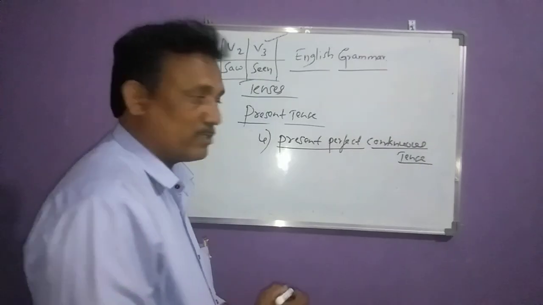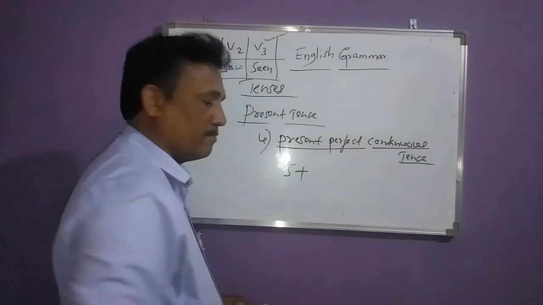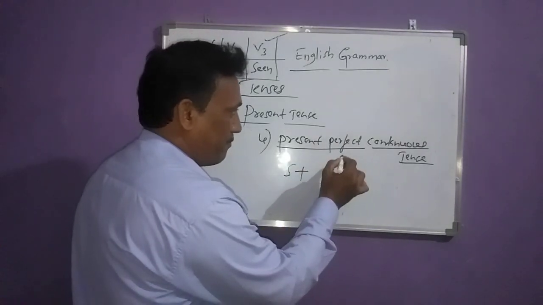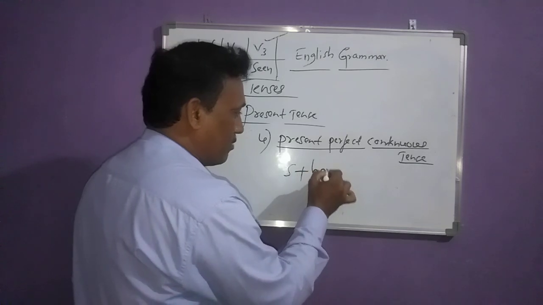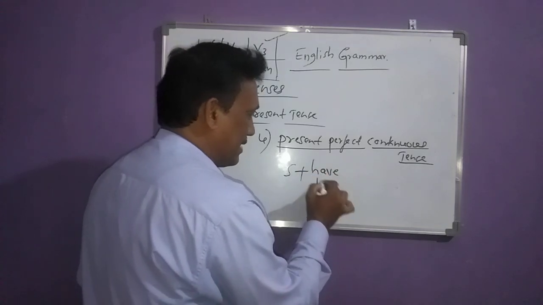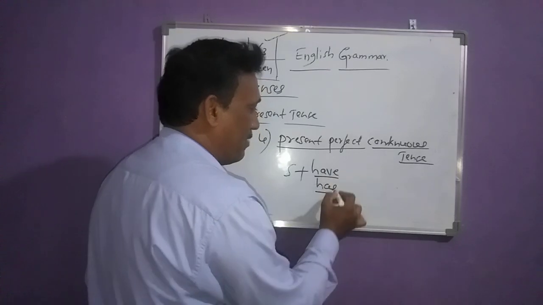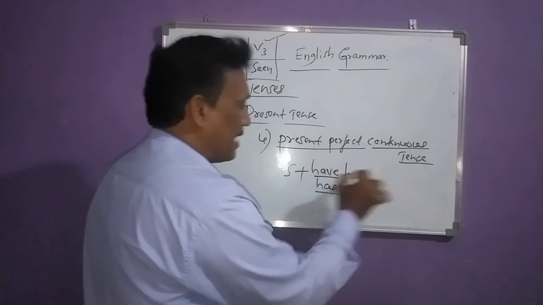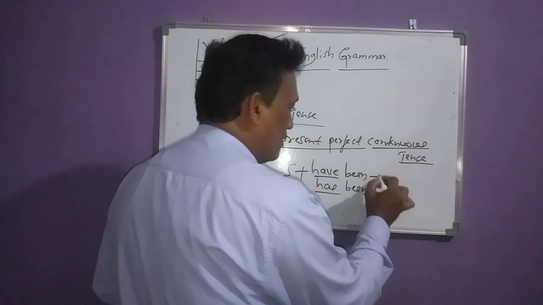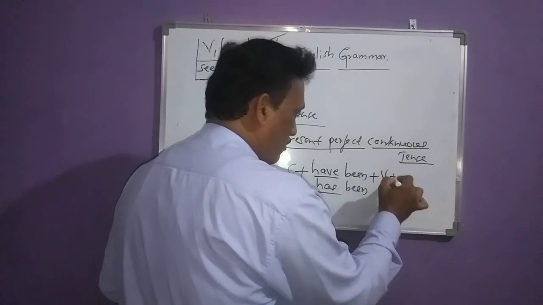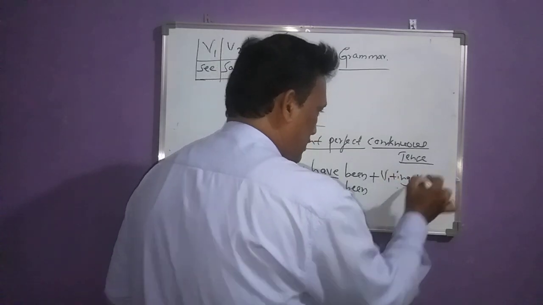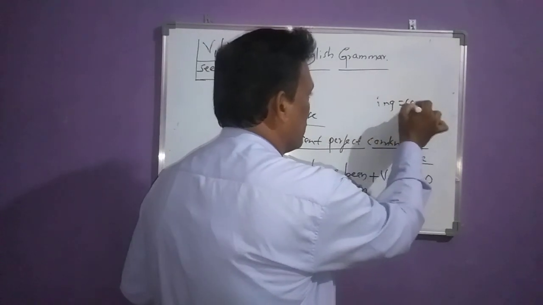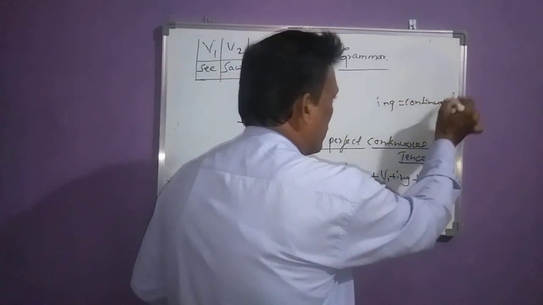What is the formula we need to follow? Subject plus, here in perfect continuous tense, the very important thing is you already know have and has. In front of have and has, been is used. Have been or has been plus V1 plus ing plus object. Why ing? Ing indicates continuous.